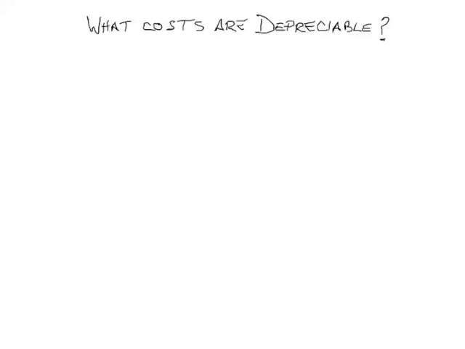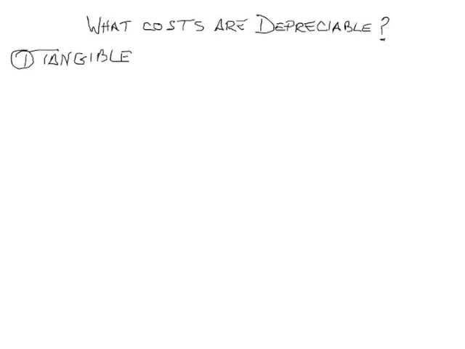First of all, to determine what costs are depreciable, we have to ensure that the asset, number one, has to be a tangible asset. Well, what does tangible asset mean? A tangible asset is one that you can kick. It has physical substance. You can use your five senses to see, smell, taste. Not that you're going to go around licking equipment, but hey, it could happen.